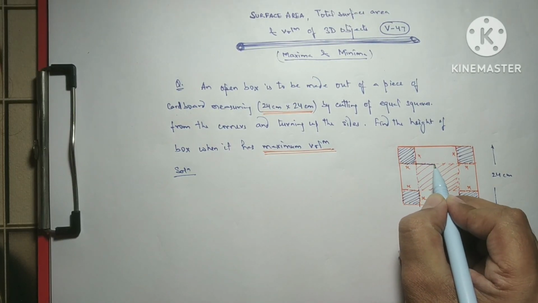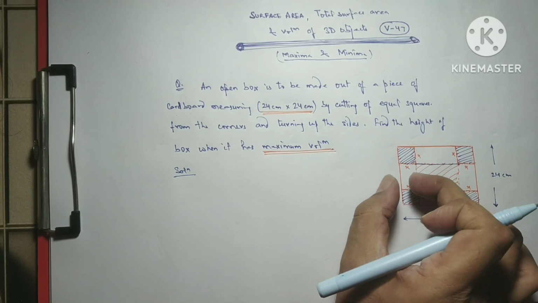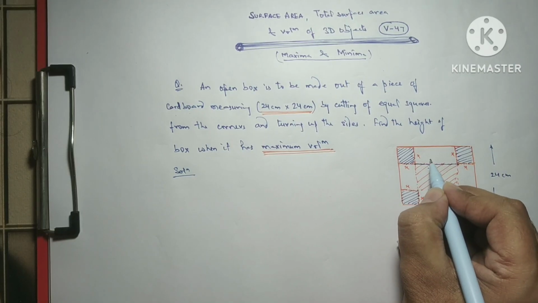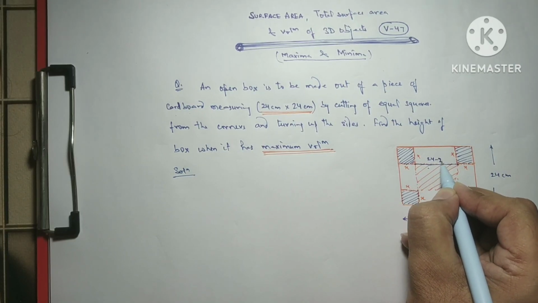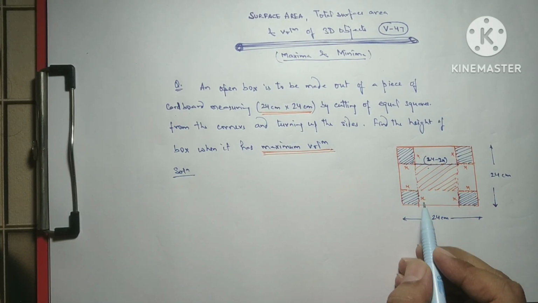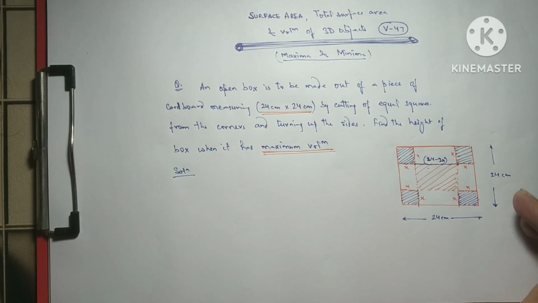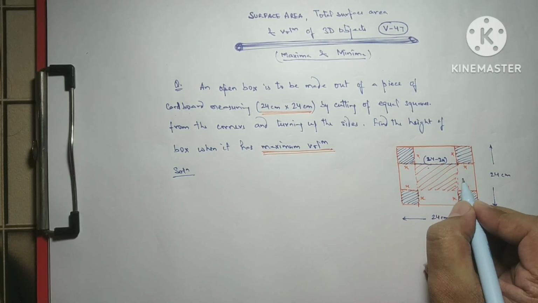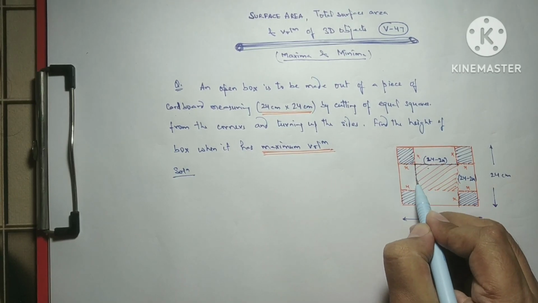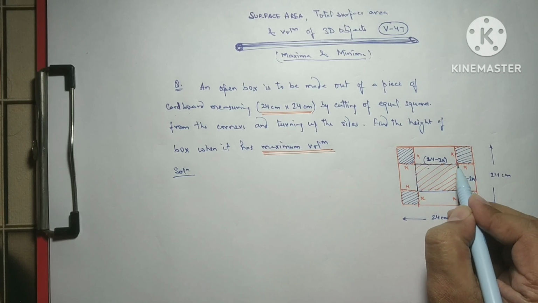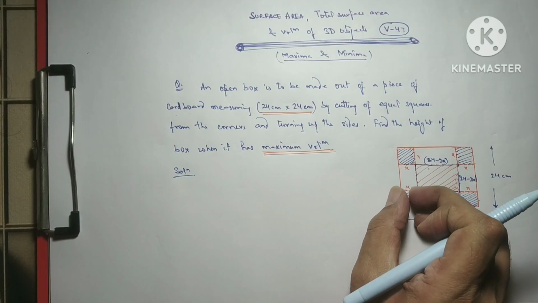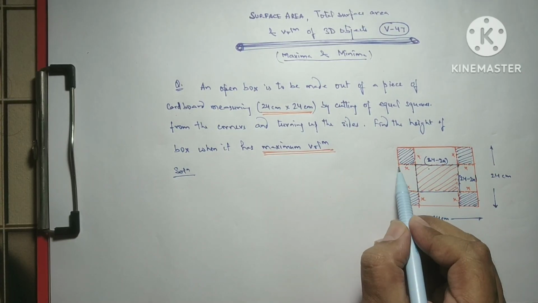So this base total is 24, and when we reduce x on the left side and x on the right side, it will be 24 minus 2x. In the same way, according to the width, we reduce x and x, in total the side is 24, so it will be 24 minus 2x. So the base is a square of side 24 minus 2x, and we turn up these sides of height x.